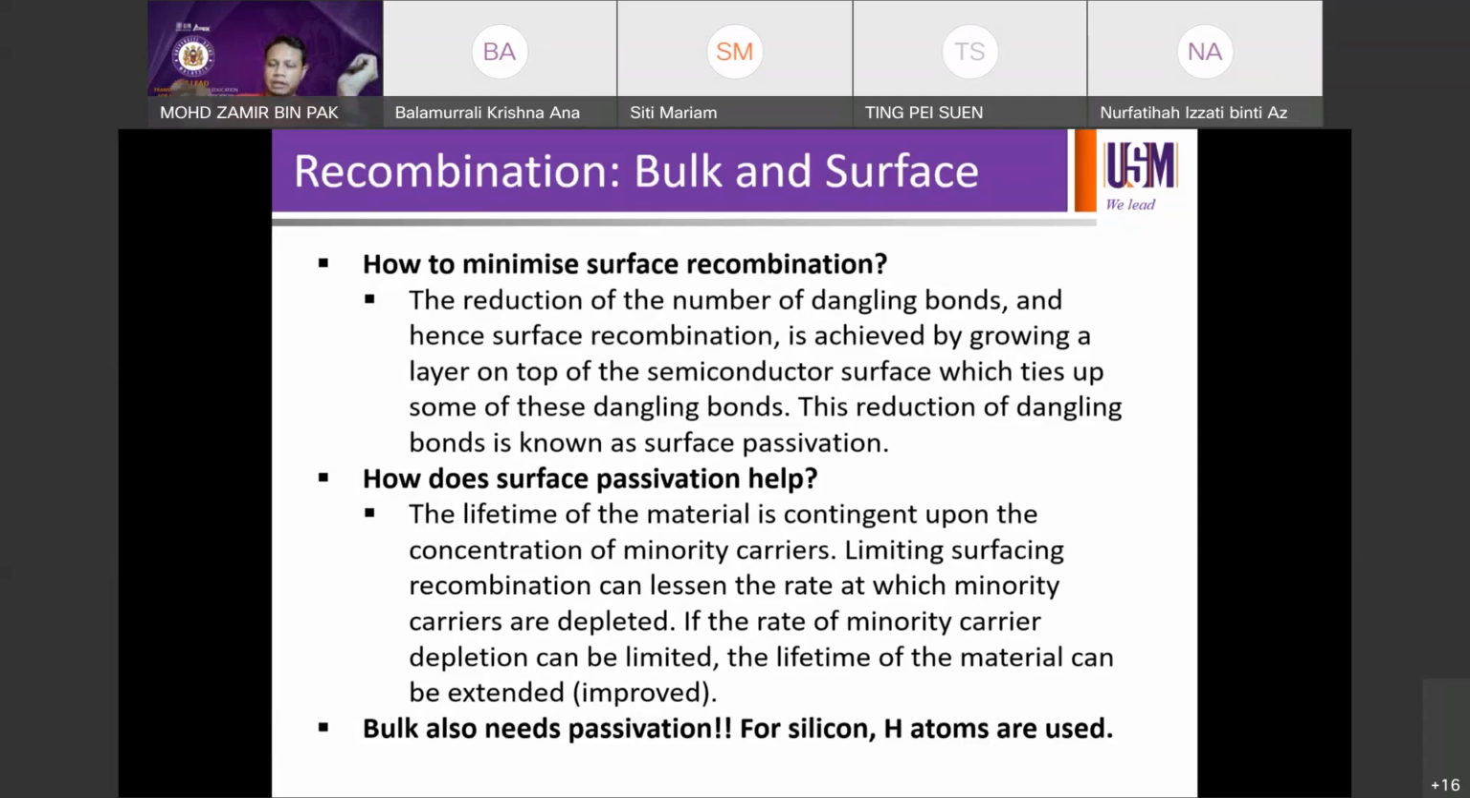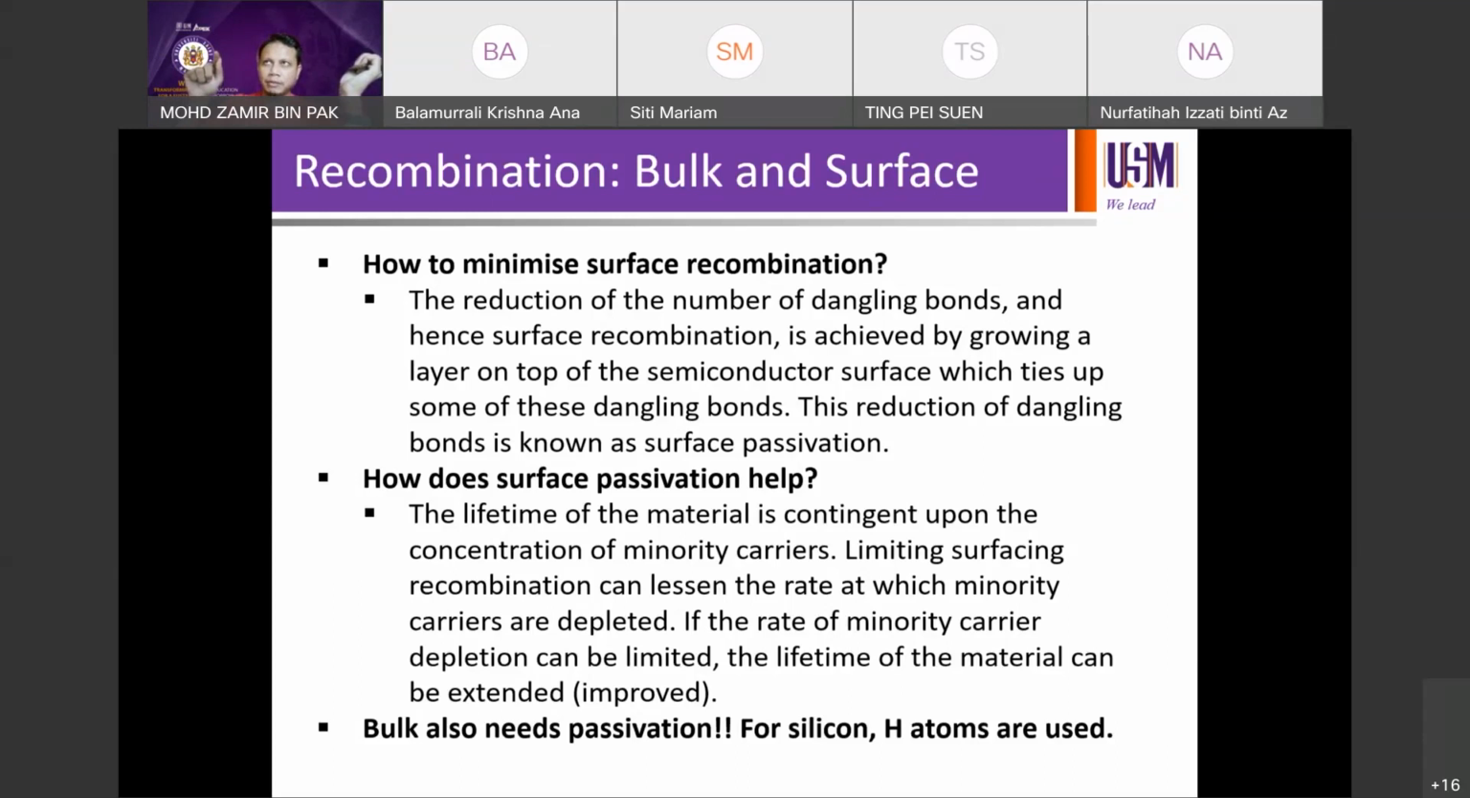So the moment you saturate the defects, or you technically remove the defect from your forbidden gap, the trap states, remember? Then you're removing the trap states and then you are reducing the possibility of SRH recombination, which will then lead to improved carrier lifetime tau.